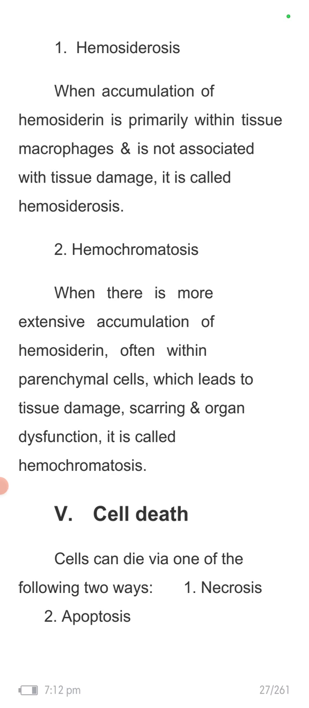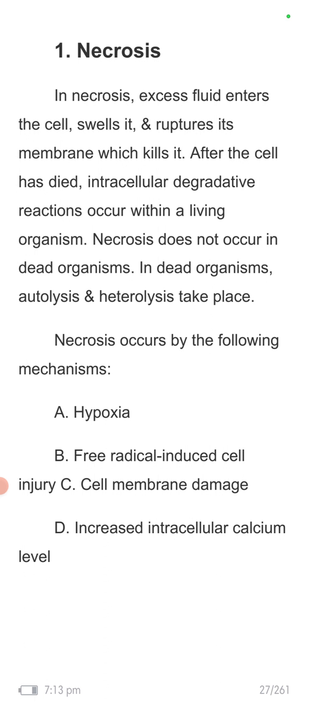Cell death. Cells can die via one of the following two ways. One is necrosis and another one is apoptosis. Necrosis. In necrosis, excess fluid enters the cell, swells it, ruptures its membrane, which kills it. After the cell has died, intracellular degradative reactions occur within the living organism. Necrosis does not occur in the dead organism. In dead organism, autolysis and hydrolysis take place.